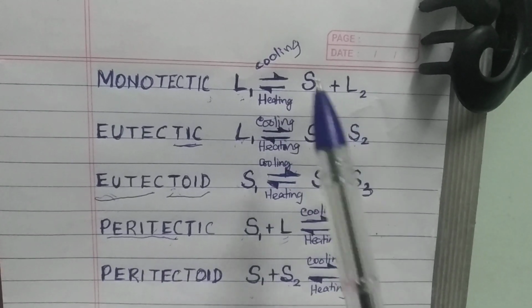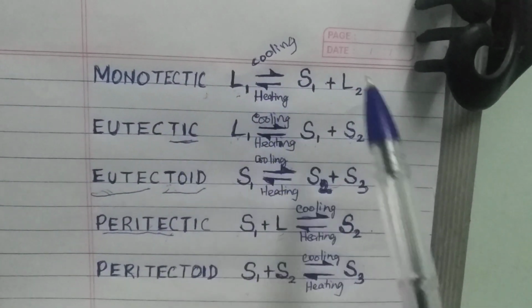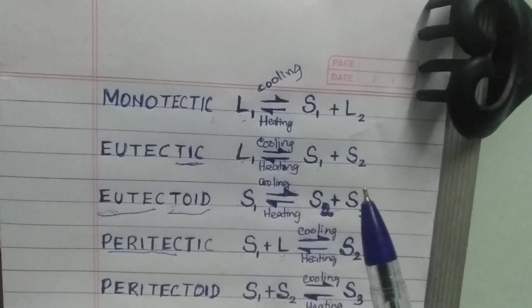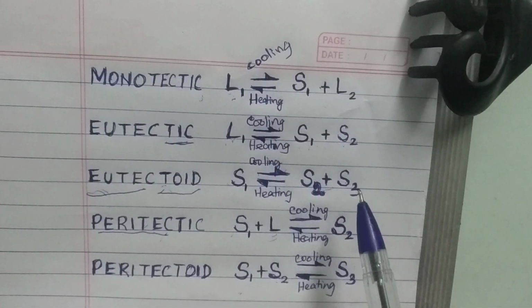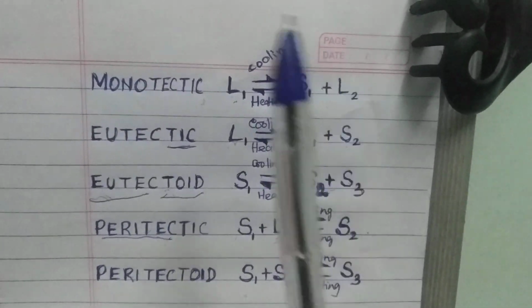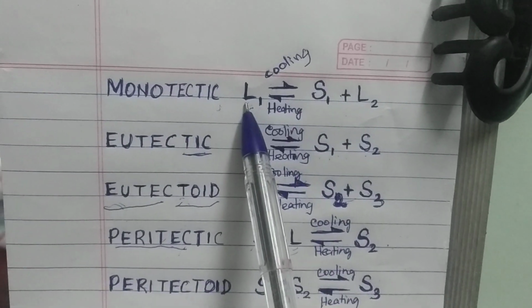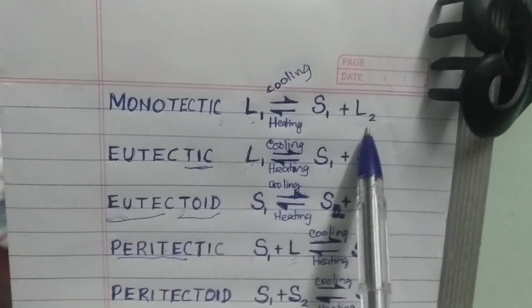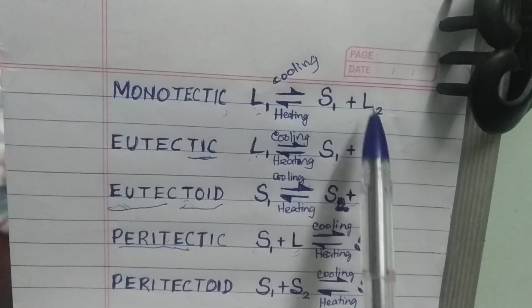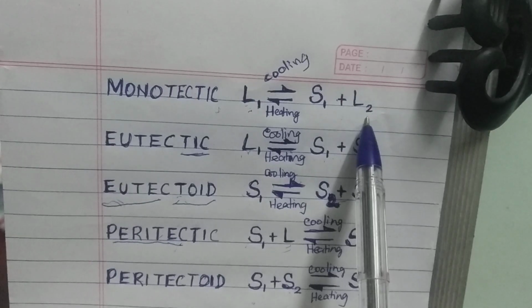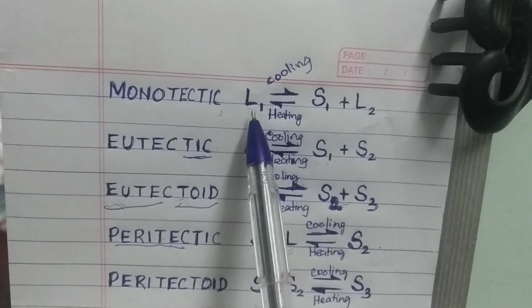That means the left hand side is converted into the right hand side on cooling, and on heating the right hand side is converted into the left hand side. These are the reactions. Monotectic: liquid 1 on cooling is converted into solid 1 plus liquid 2, another liquid, and on heating solid 1 plus liquid 2 is converted into liquid 1.